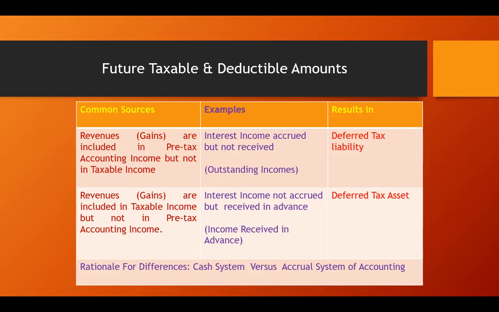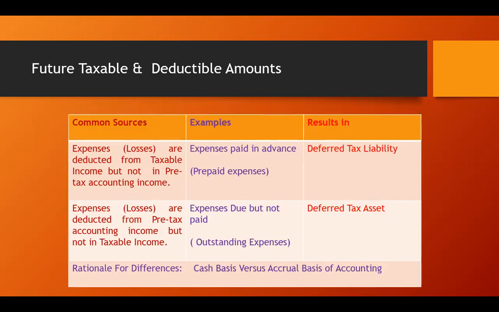Revenues and gains are included in the taxable income but not in the pre-tax accounting income. For example, interest income not accrued but received in advance, income received in advance, is a deferred tax asset. Means in this case, the Income Tax Act considers this as total income and tax is paid, whereas in accounting it is not considered. Rationale for differences: the cash system of accounting versus the accrual system of accounting leads to two concepts. One is future taxable amount and the other is future deductible amount.